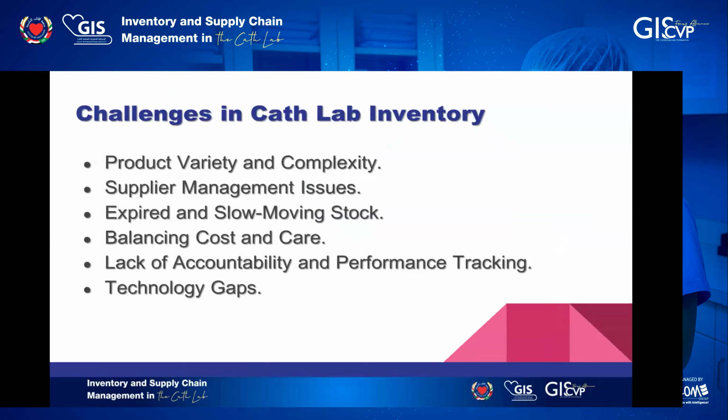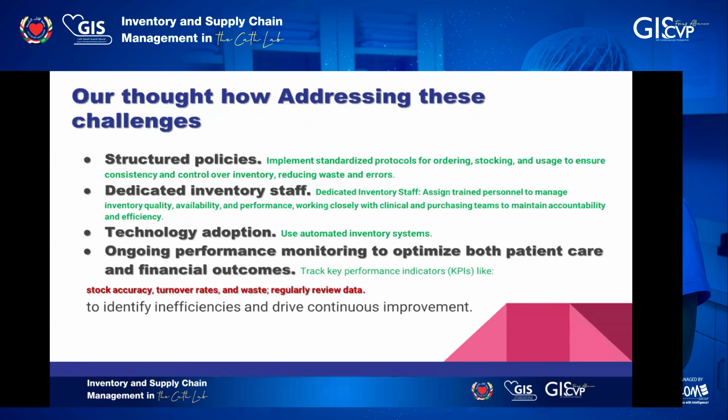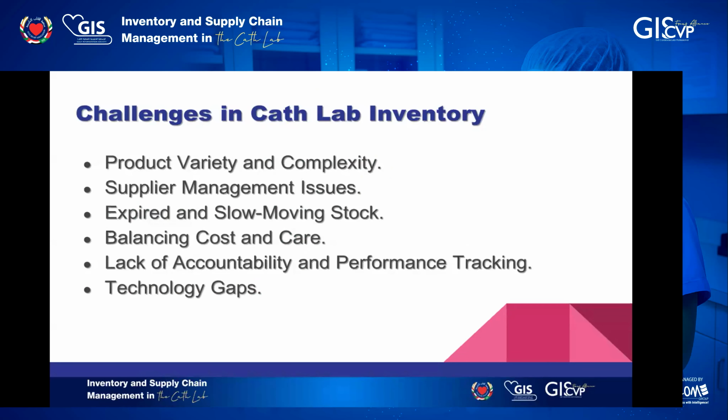The challenges we face in Cath Lab inventory are product variety and complexity, supplier management issues, expired and slow-moving stock, balancing cost and care, lack of accountability and performance tracking, and for sure, technology gaps. If I talk point by point, on product variety and complexity, we manage a lot of products, such as stents or balloons, which increases inventory volumes and the risk of expiration, especially for rarely used sizes.